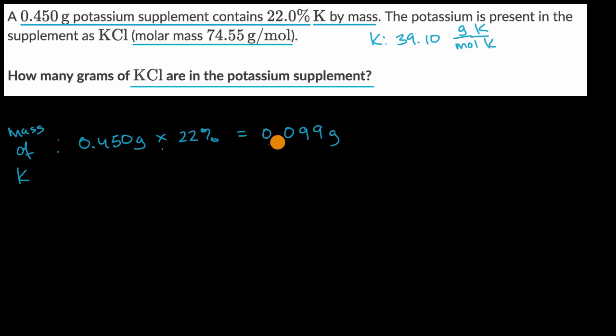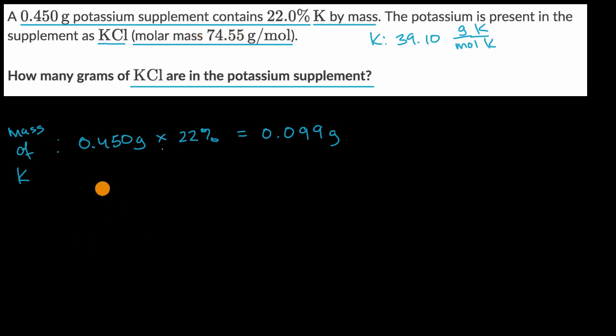And now I can use that to figure out how many moles of potassium I have. If I know how many moles of potassium I have, and all the potassium is present as potassium chloride, then I'll have the same number of moles of potassium chloride. And if I know the number of moles of potassium chloride, then I know the mass of potassium chloride because they give us the molar mass.